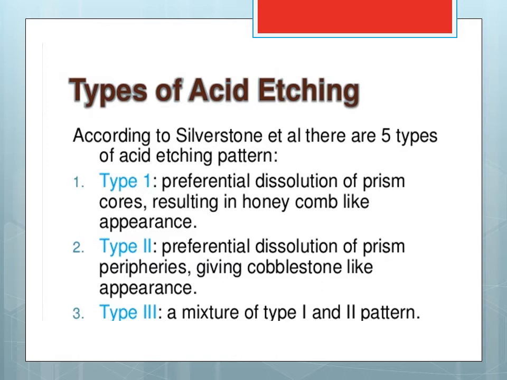Type 1 is the preferential dissolution of the prism cores, resulting in a honeycomb-like appearance. Type 2 is preferential dissolution of prism peripheries. So this is the periphery we're talking about, giving a cobblestone-like appearance. And type 3 is a mixture of type 1 and 2. So this is how it will appear microscopically: type 1, type 2, type 3.